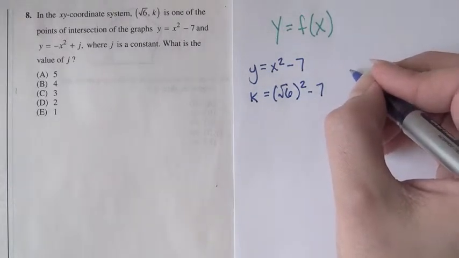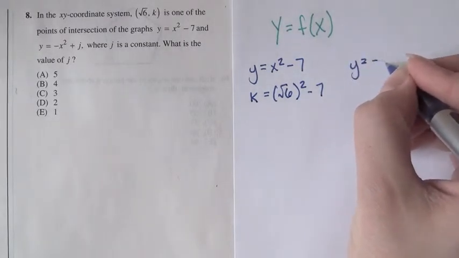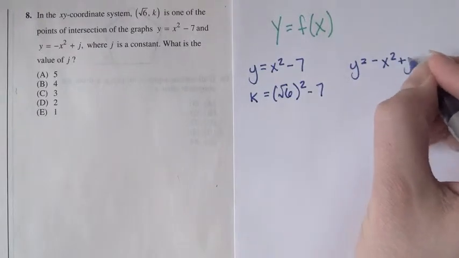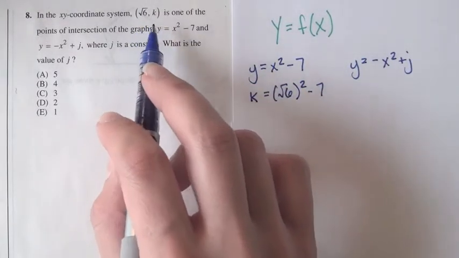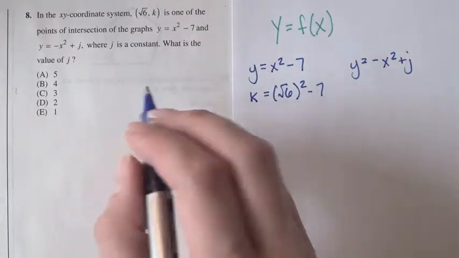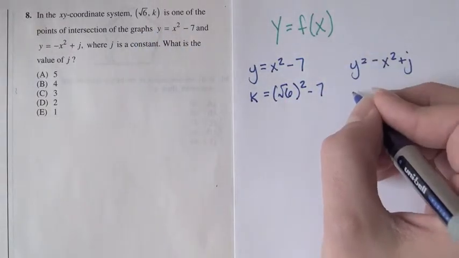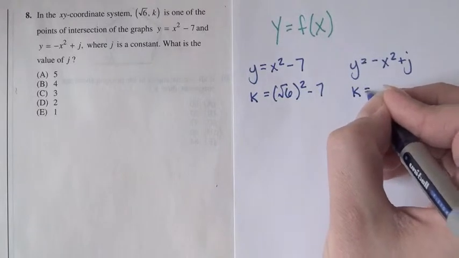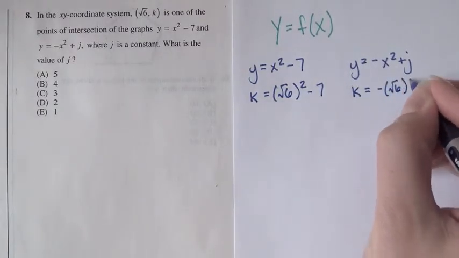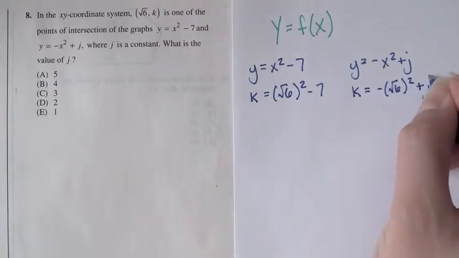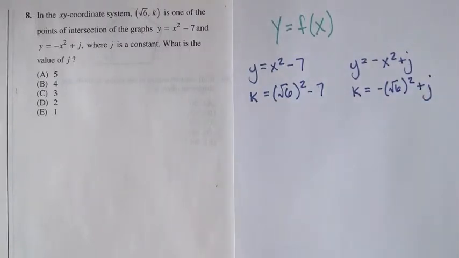For the other equation, y is equal to negative x squared plus j, I'm going to do the same thing because square root of 6, k is a solution to this equation as well. So I'll sub in k for y equals negative square root of 6 squared plus j. So those are our two equations now subbed in with the correct x and y values. And we want to solve for j.